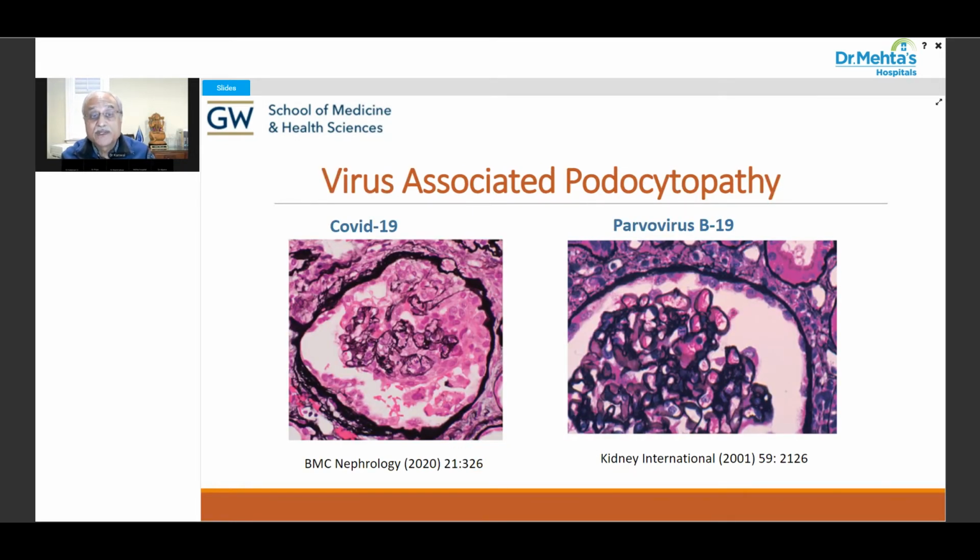Virus-associated podocytopathies can present mostly with a collapsing form of nephropathy. This is recently described in COVID-19, again, collapsing form of podocytopathy. But this is parvovirus-associated podocytopathy that one of my colleagues, Dr. Asha Moudgil, from my previous association in Washington, reported in 2001. And in fact, Dr. Bagga was part of this particular study as well.